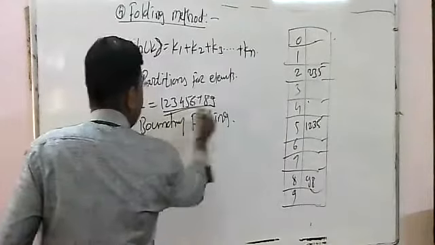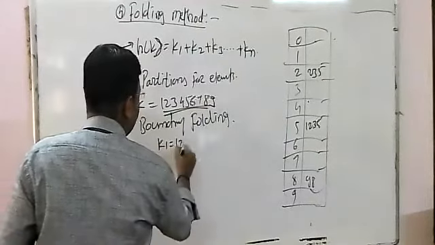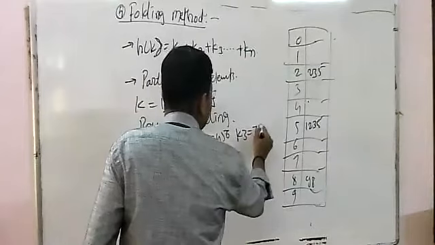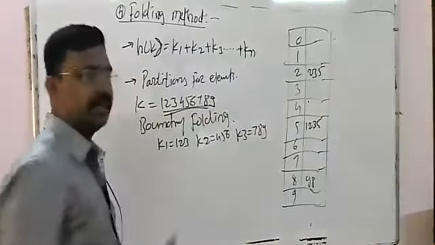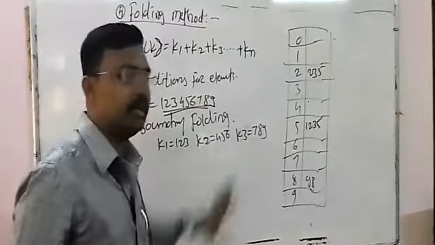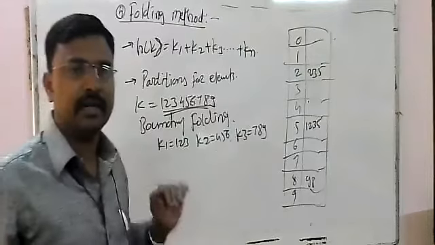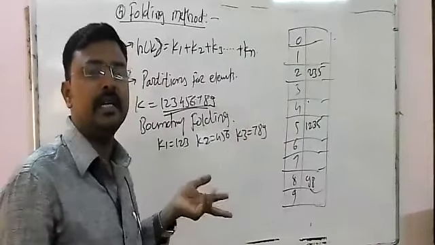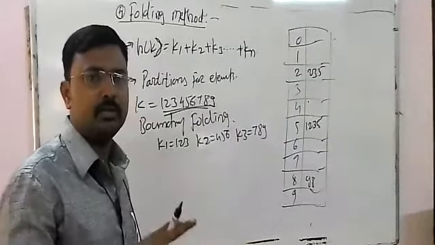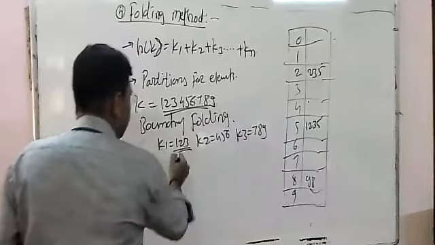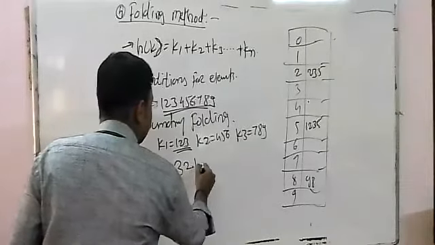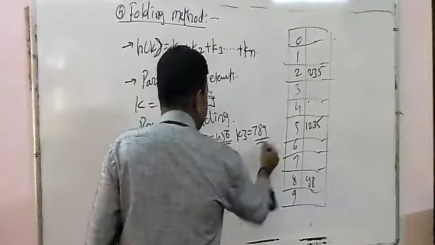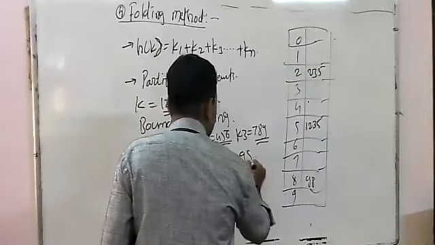Means what? Suppose you have this number. It is divided into K1, 123, K2, 456, and K3, 789. Okay? There are three sub keys, K1, K2, and K3. What we have to do is reverse the first sub key and the last sub key values. These two values are reversed. 1, 2, 3 becomes 3, 2, 1 plus 4, 5, 6, which you keep as it is, and 7, 8, 9 will be reversed as 9, 8, 7.